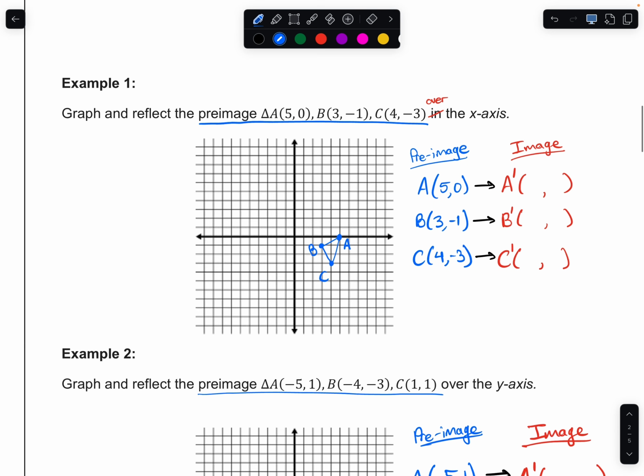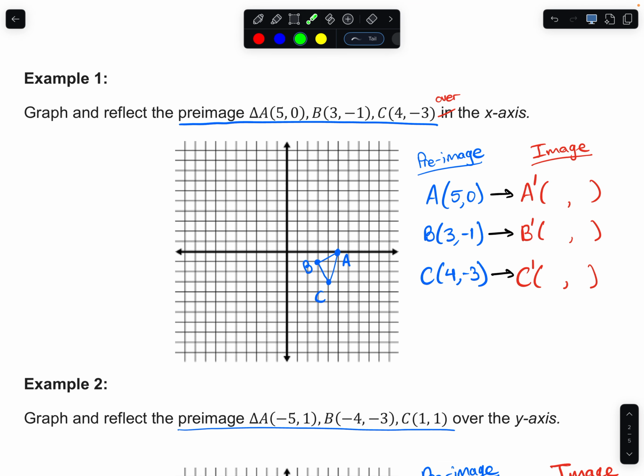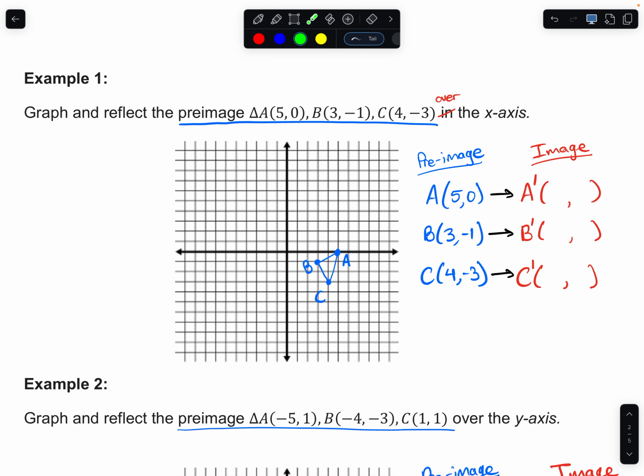All right, so on page 67, here's example number 1. It's asking us to graph this pre-image over the x-axis. So pause the video if you need to get caught up to where I am. All I did was I graphed the pre-image already. I wrote down the coordinates for the pre-image, and I'm getting ready to write down the coordinates of the image. All right. I'm going to use yellow, I think, to show our line of reflection.